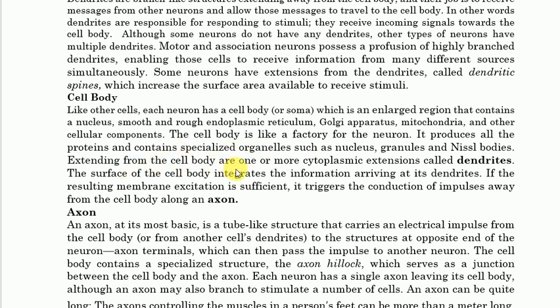Extending from the cell body are one or more cytoplasmic extensions called dendrites. The surface of the cell body integrates the information arriving at its dendrites. If the resulting membrane excitation is sufficient, it triggers the conduction of the impulse away from the cell body along the axon. So cell body ina receive information through the dendrites, then inaangalia kama impulse ni sufficient, maana yake ina stimulation ya kutosha kutengeneza nerve impulse. Impulse ndio inaanzia hapo, ina transfer through the axon.